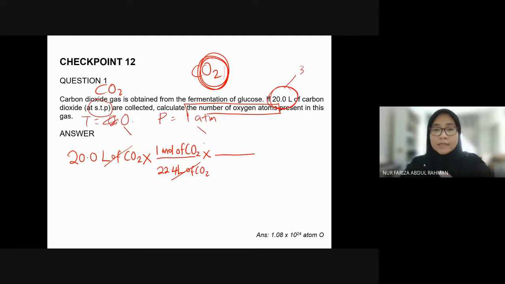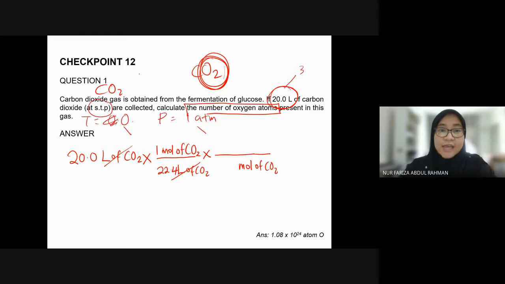We have the molecule of CO2, but the question is asking for oxygen atoms. So how do we introduce that? But first, let's just write out the unit first: mole of CO2. We carry the mole of CO2. How can we introduce the oxygen now?